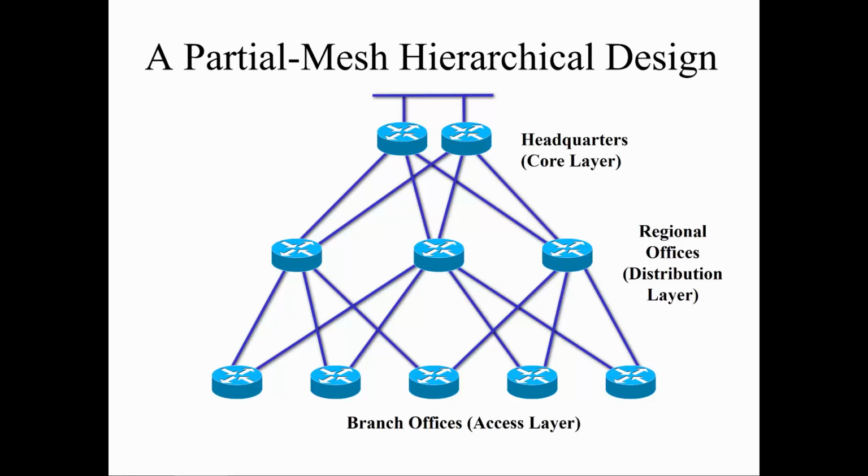or partial mesh hierarchy design, where you have, again, the core, the distribution, and the access, and pretty much everything connected to everything else. This adds complexity to the network, but a good network architect and a good network engineer is able to design this in such a way where this should not be an issue. What's really funny is if you make all of these routers switches, this could still apply. Core layer switching, distribution layer switching, or access layer switching.